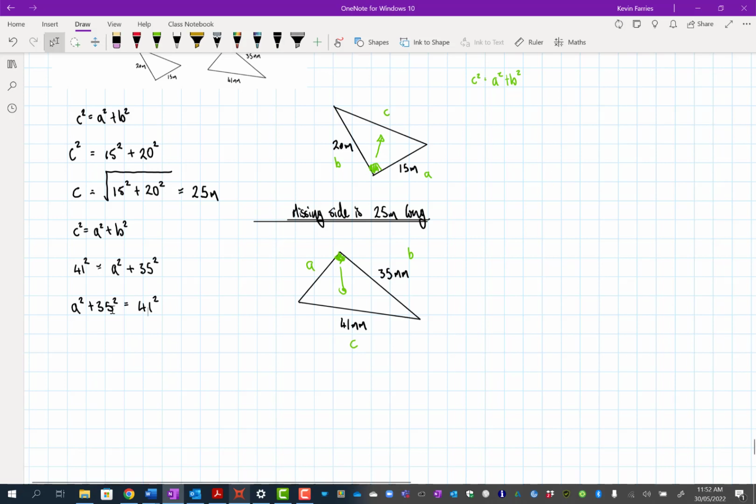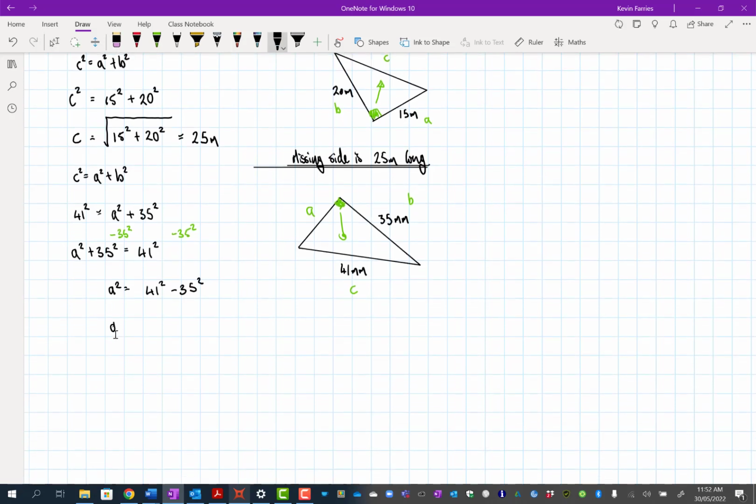Okay, so I want to get rid of this 35 squared. It's plus 35 squared at the moment, so I'm going to need to take away 35 squared from both sides. That 35 squared take away 35 squared is going to be 0, so that's going to disappear. So we're going to end up with a squared equals 41 squared, take away 35 squared. I don't want a squared, I want a. So a is equal to the square root of all of the other side, 41 squared minus 35 squared.